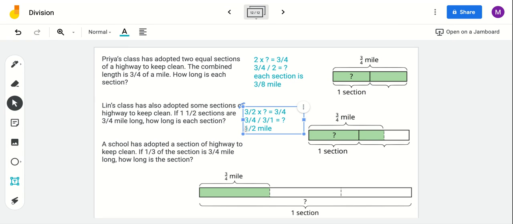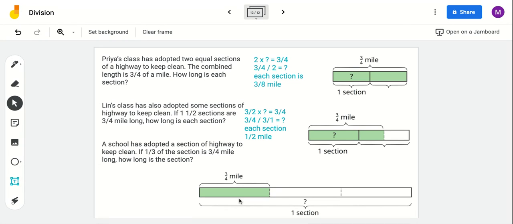And use that multiplication problem to figure out that in this problem, sections are 1/2 mile long. In this problem, the sections were 3/8 of a mile long. All right, so let's look at our last one. A school has adopted a section of highway to keep clean. If 1/3 of the section, so here's their whole section that they adopted, 1/3 of it equals 3/4 of a mile. How long is this section?